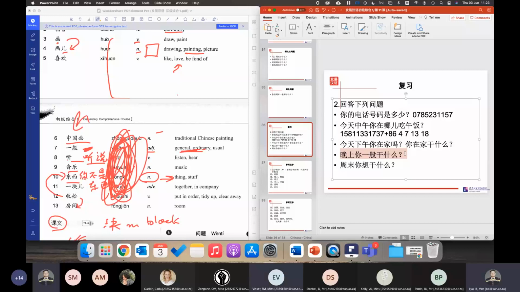干 and 做 are the same thing. When you want to say you're cooking, we prefer to stick with 做饭, because 干饭 means eat food. Okay, I got it. Thank you.